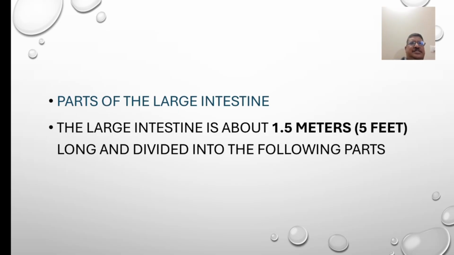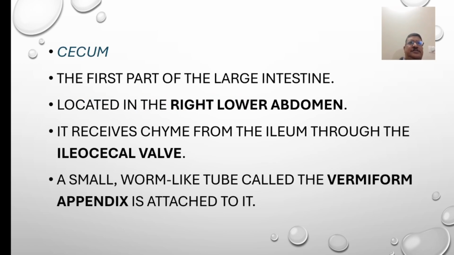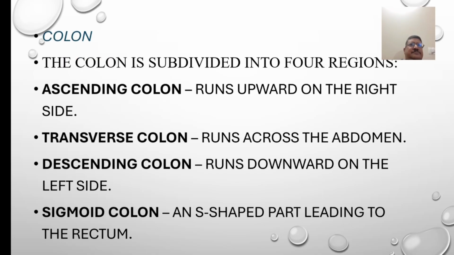Parts of the large intestine. The large intestine is about 1.5 meters, 5 feet long, and is divided into the following parts: Cecum, the first part of the large intestine, located in the right lower abdomen. It receives chyme from the ileum through the ileocecal valve. A small worm-like tube called the vermiform appendix is attached to it.